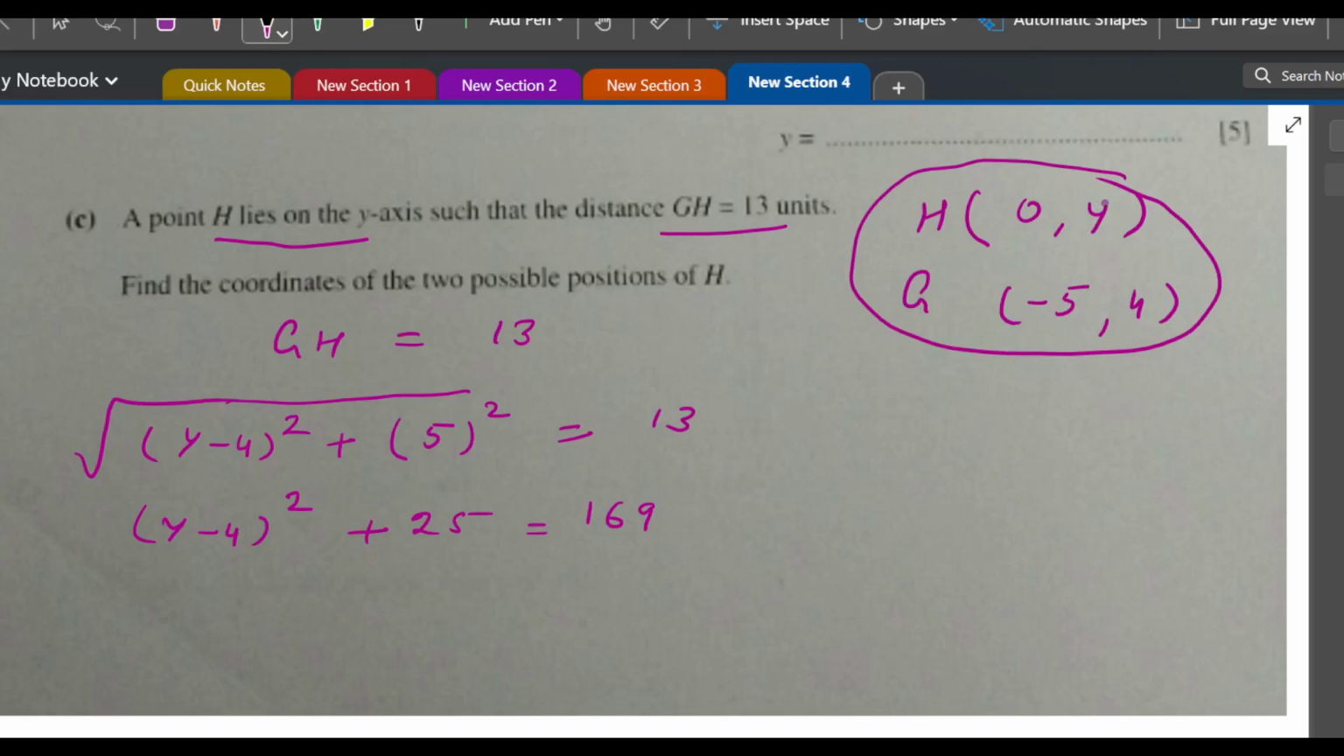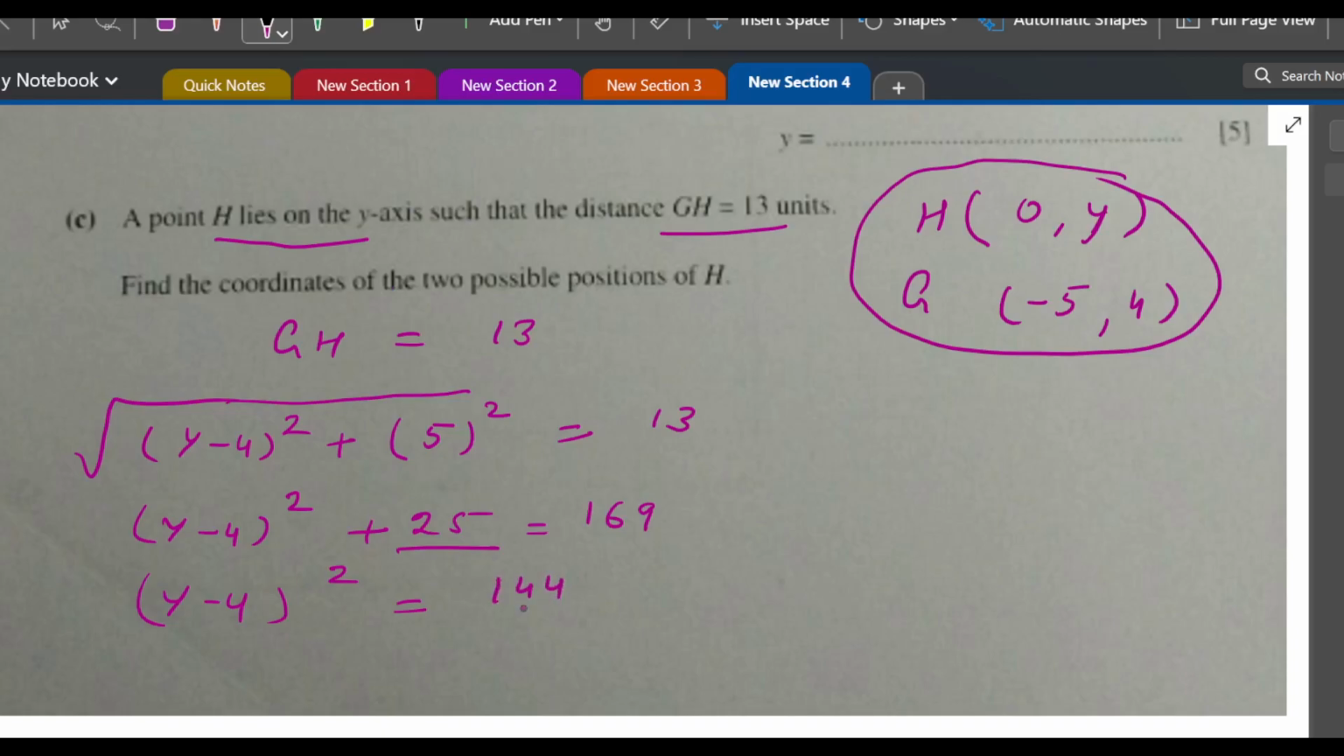It's 0 comma y. Okay, fine. So now this equation I have to simplify. What I will do, I will move this 25 to the other side. So I will get (y minus 4) the whole squared as 169 minus 25. So 169 minus 25 is 144.